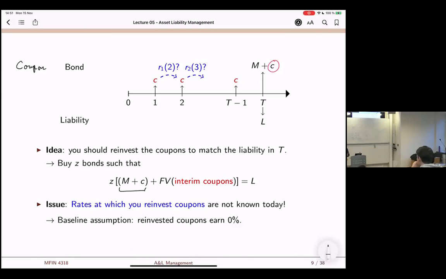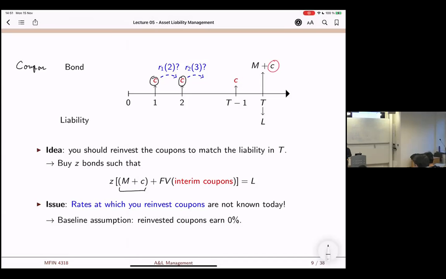So what I'm going to do with them is reinvest them at whatever interest rate I can get in the meantime, right? So this one that I get at date one, I'm going to reinvest, for example, for 1 year. Then I'm going to take all my coupons that I get here, and I'm going to reinvest them again. I'm going to put all these coupons, reinvest them until date T, right? I want to use them to match my liability.